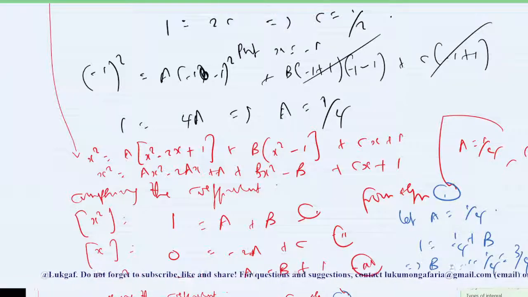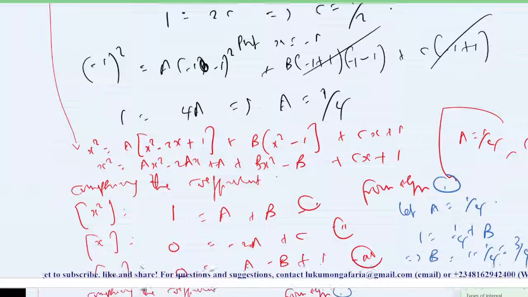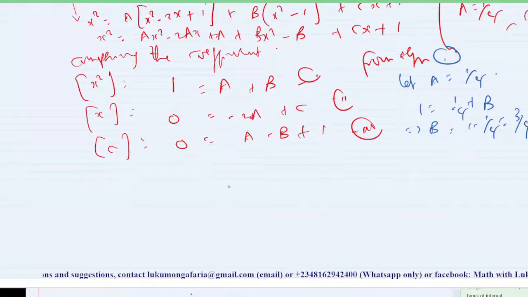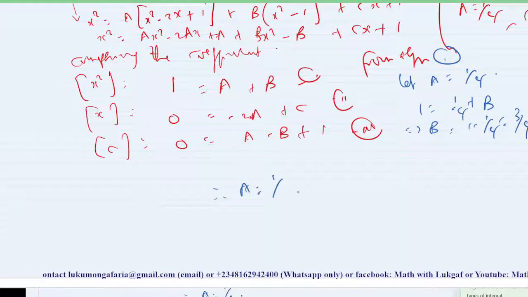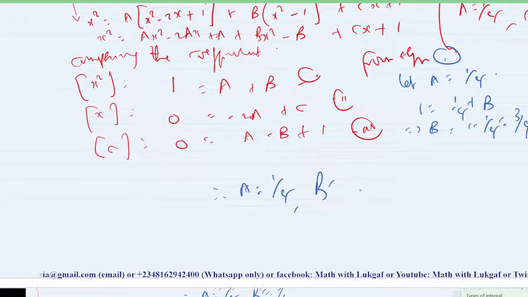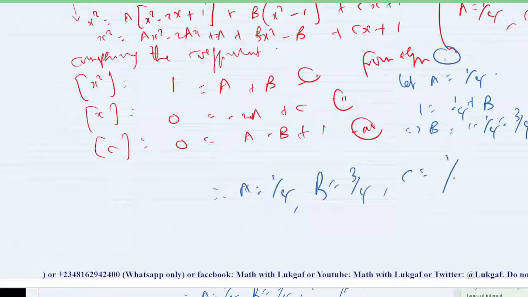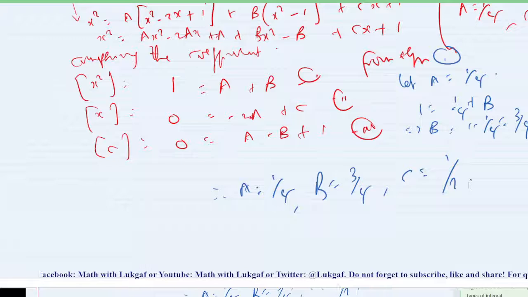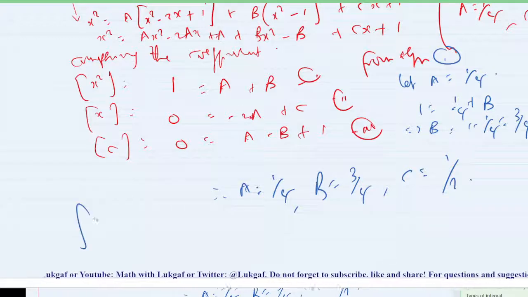So then we can conclude that a is equal to 1/4, b is 3/4, and c is equal to half. You understand now? And if you go back to your question, we have something of this nature, integral x squared.